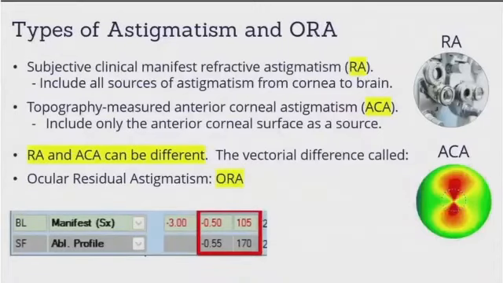Subjective clinical manifest refractive astigmatism, RA, is what we measure with a diopter exam, and it includes all sources of astigmatism from cornea to brain. The topography-measured anterior corneal astigmatism, ACA, is what the Contoura topographer tells us. It includes only the anterior corneal surface. These two can be different, as shown here, and this difference, vectorially, is called ocular residual astigmatism, or ORA.